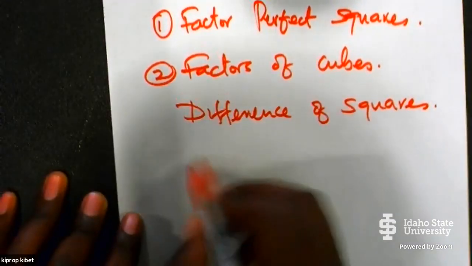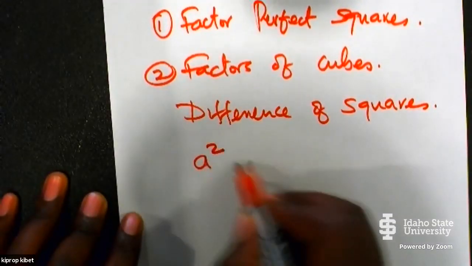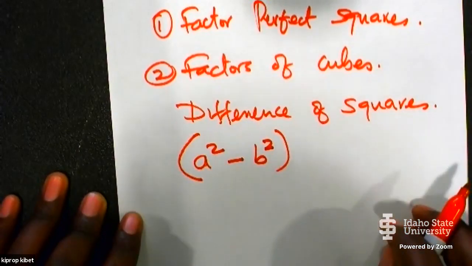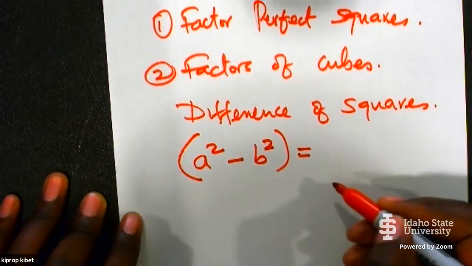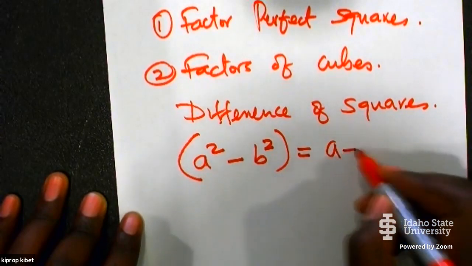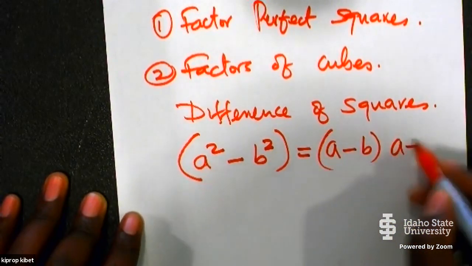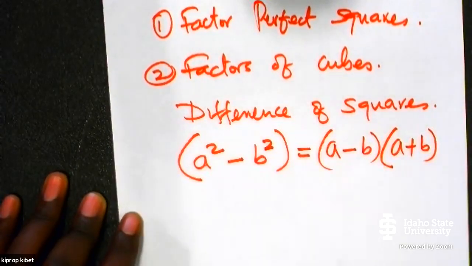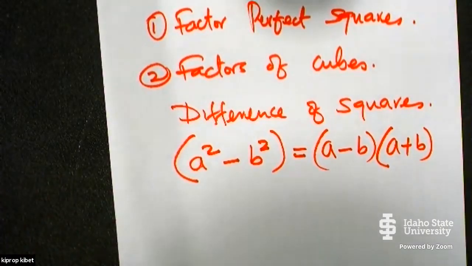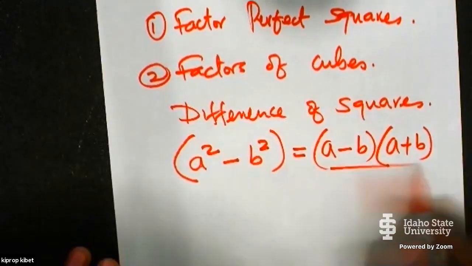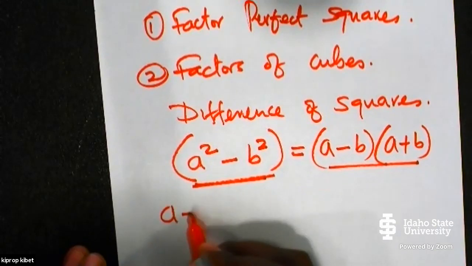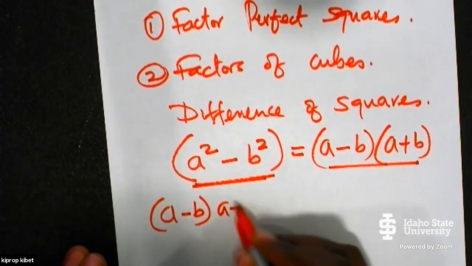Mostly when you're given a squared minus b squared, we all know this, right? So this is equal to what? The factors of this will be a minus b, a plus b. When you expand this, you always get this one. So let's try to expand it: a minus b, a plus b. How do you expand this?